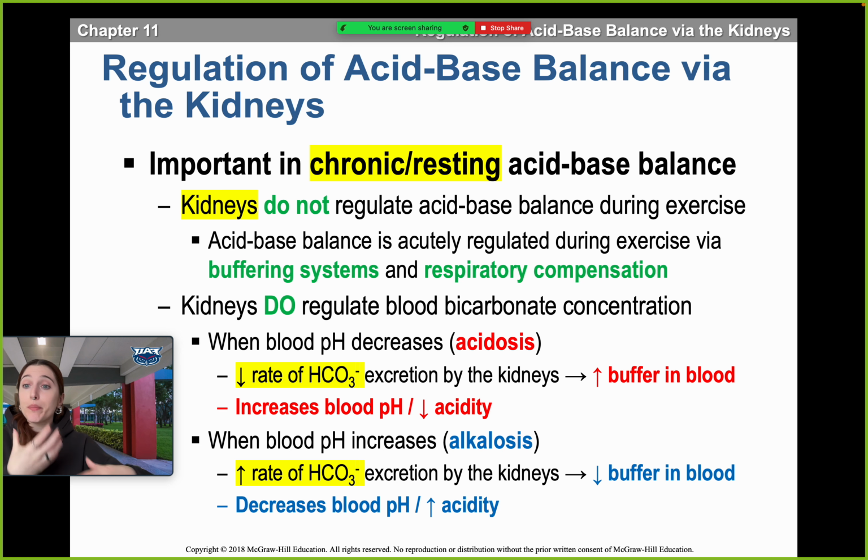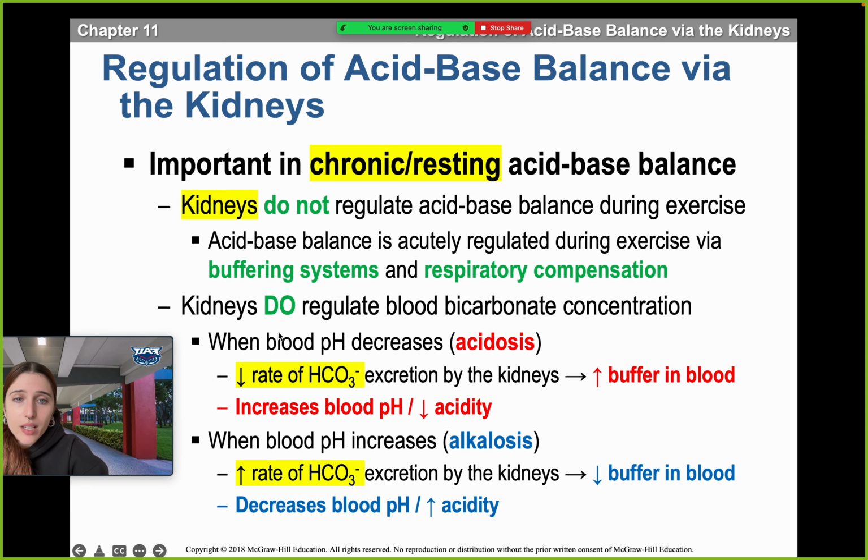During exercise, we need to buffer the acidity very quickly, right? What do the kidneys do? The way the kidneys are going to regulate acid-base balance is by either peeing out bicarbonate or keeping it back in the body, okay? It regulates bicarbonate levels. That's not something that's happening immediately, right? We're not going and peeing in the middle of exercise. So this is a long-term, general homeostasis type of thing. So the kidneys regulate it at rest, okay? They do not regulate it during exercise. Again, during exercise, we're dealing with our buffering systems and respiratory compensation, where we're blowing off that CO2.